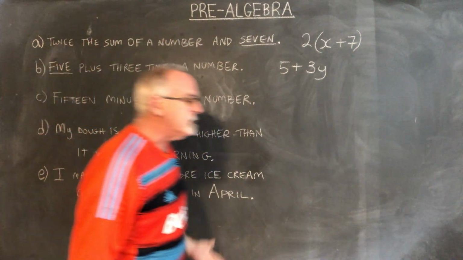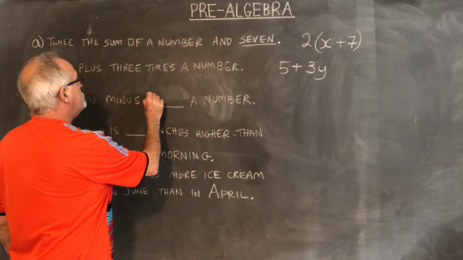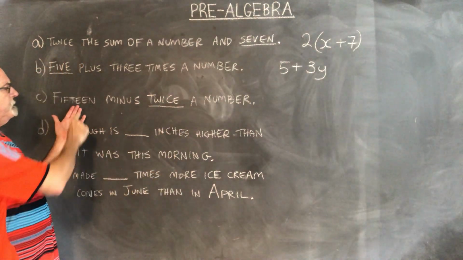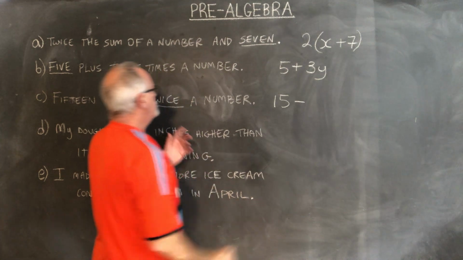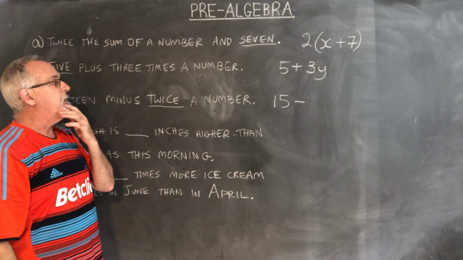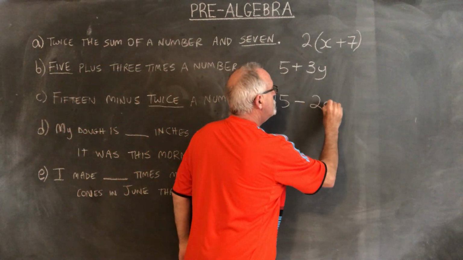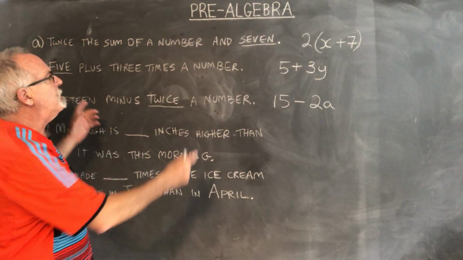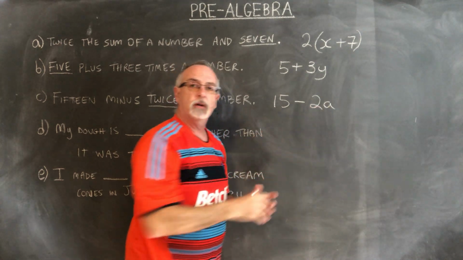15 minus what's missing that time? Twice. Oh, it's that word twice again. 15 minus twice a number. Okay, so 15 minus twice a number. 2 times the letter I'm going to use as my variable. Let's use a this time. Twice a number would be 2a. 15 minus 2a. Interesting.